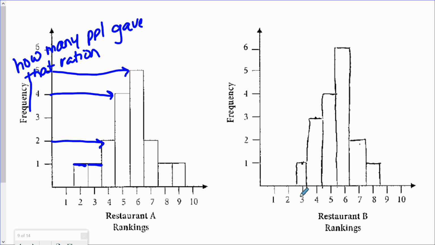If I were to draw it out for restaurant B, same thing. So 1 person gave it a 3. 3 people gave it a 4, and so on. So we could graph that histogram out.